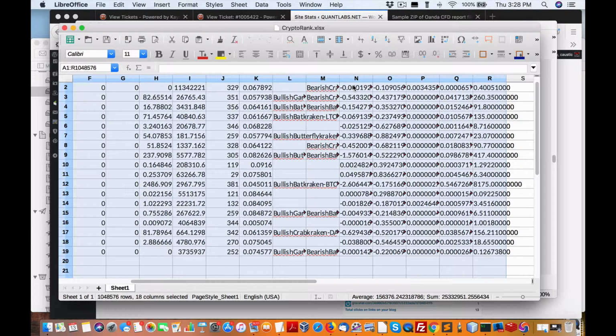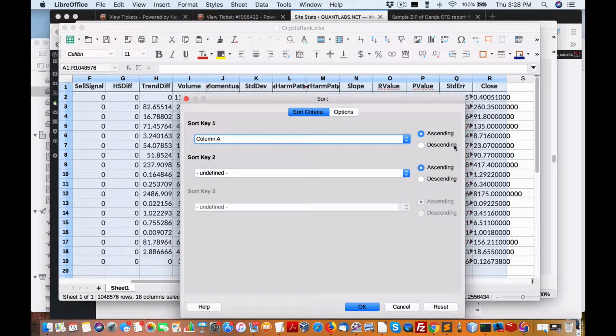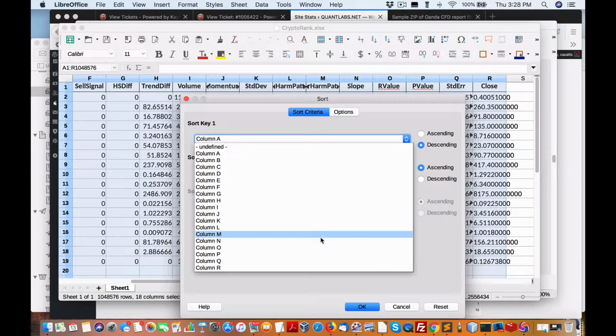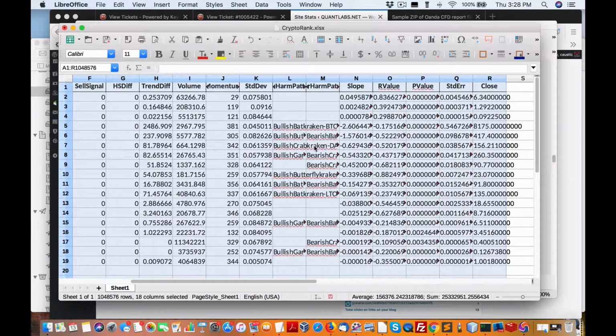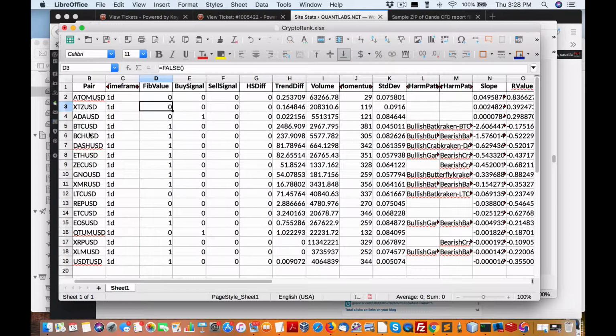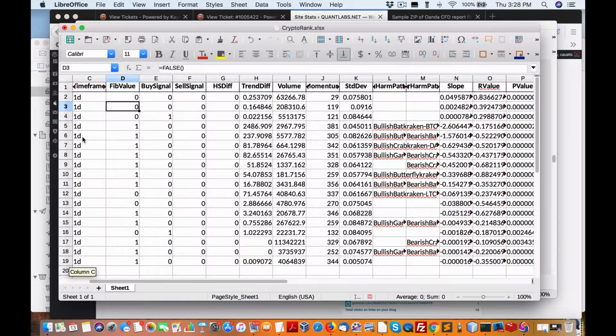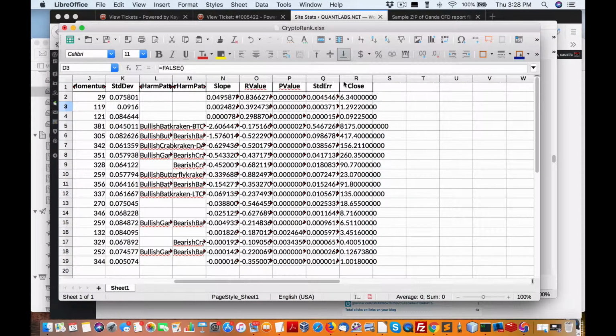So the first one we'll look at is slope, which is column N. We're just going to do the descending, and I have been told there are better techniques than this. Yes, I know, but this is the way I do it because it's the way I know best, I guess. So here are your performers. The lesser known right now in this order: Atom, XTZ, ADA, which is Cardano, Bitcoin, then Bitcoin Cash, then Dash. Those are your better performing long-term performers in that order.